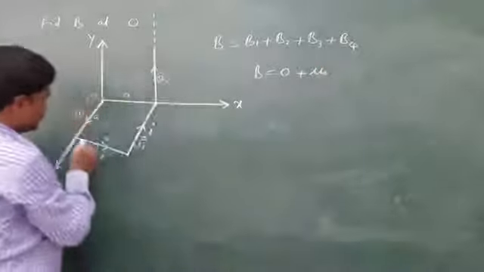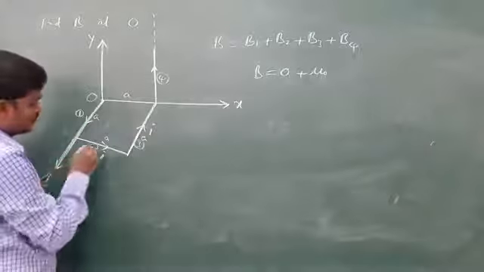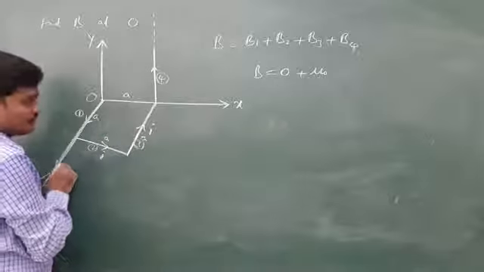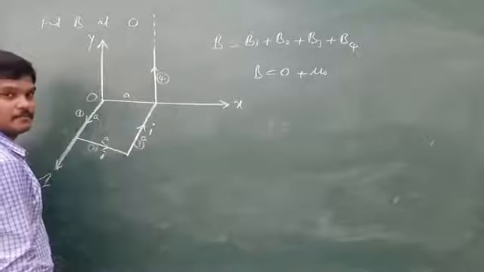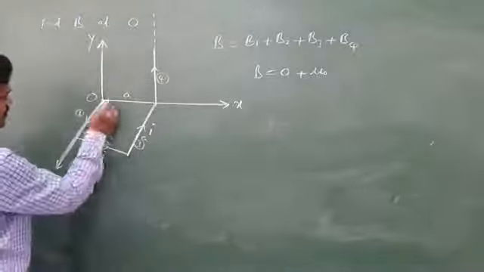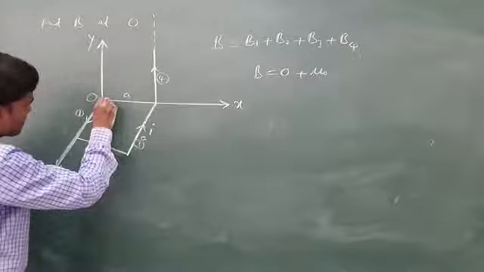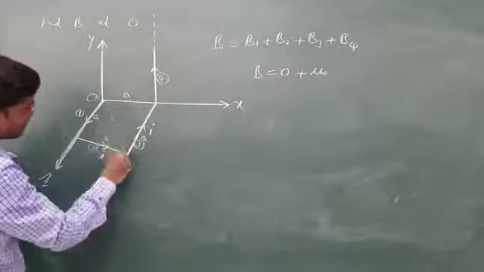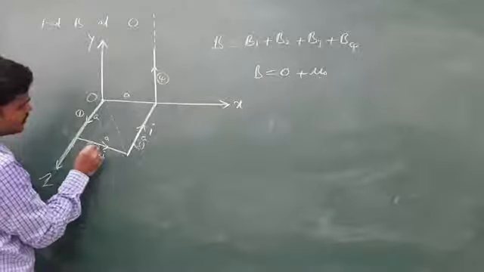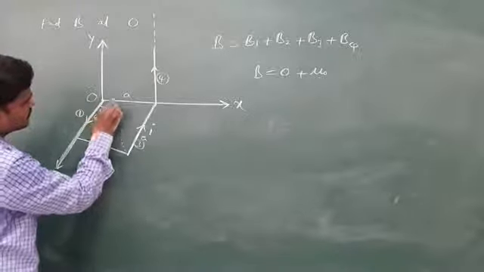Then B2, which is at a distance of a, and this is at one end. B2 is in the XZ plane. 2 and 3 are the same; they are in the XZ plane. And for this 2, 3, the distance is how much? Root 2 a, and it is at one end of the wire. So one end means how much is the angle again? This is 45 degrees.